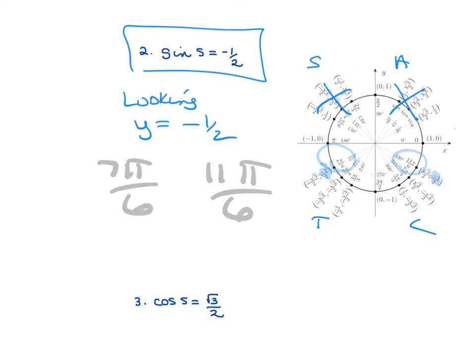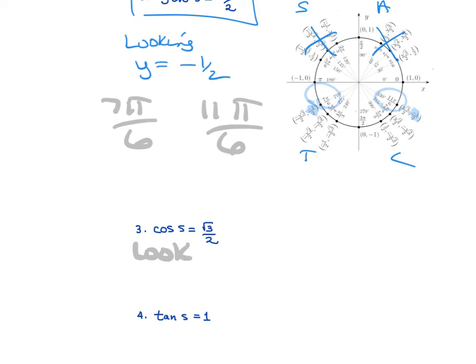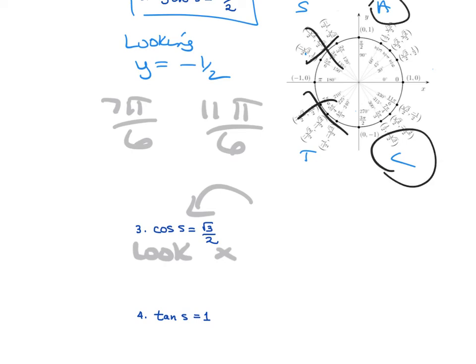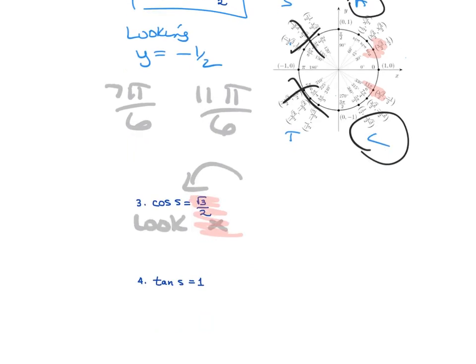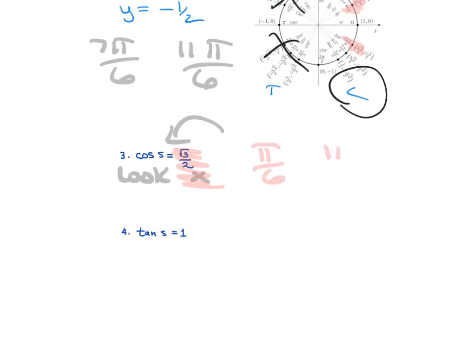And then the last one, cosine. Oh no, there's 2 more. So for cosine, we look at x. Again, I want the quadrants where cosine is positive. So let me erase. So cosine is positive here and here, so get rid of these two. And then I'm looking for an x value that's root 3 over 2. So I'm looking for this. So root 3 over 2 is going to be 11 pi over 6 and pi over 6. Notice the denominators are the same when I'm doing these problems. So this answer is pi over 6 and 11 pi over 6.